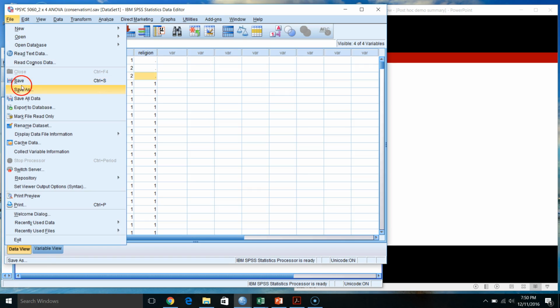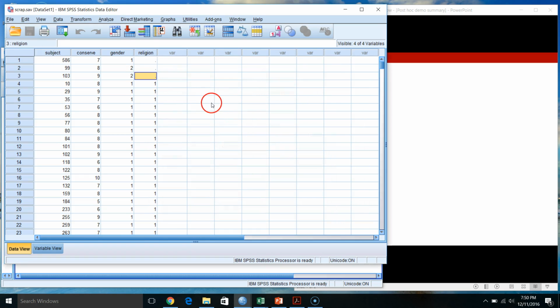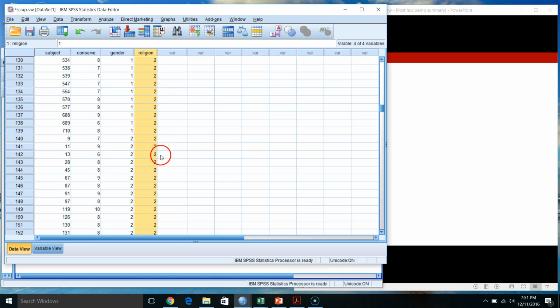I'm going to go up and save this as a scrap file so that I don't ruin our data. Okay, and what I would do in my screening is note the participant numbers and we would say in terms of our missing data we have 1 man and 2 women who didn't provide a religious affiliation, and so we'd note in our screening framework that we would go through and get rid of those individuals. So we'll get rid of them.